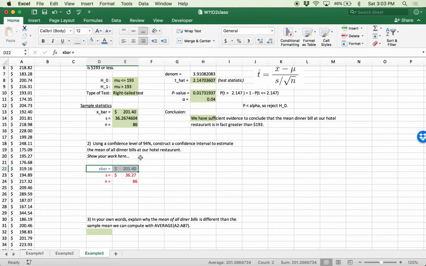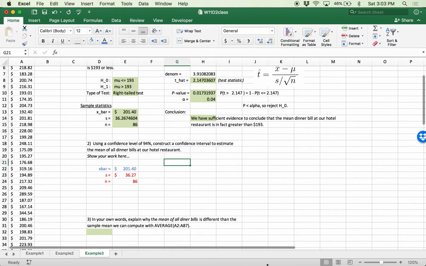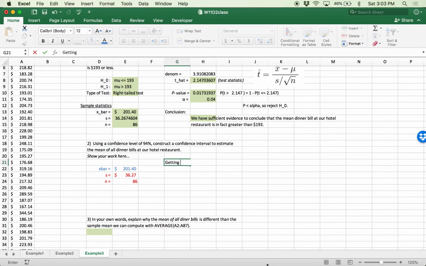So in addition to our margin of error, we also need a critical value, or I should say, to compute our margin of error, we also need a critical value. This starts at the confidence level, from which we determine alpha over 2.